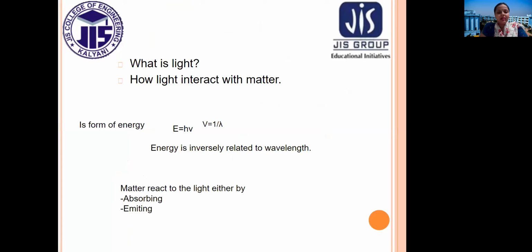Here, energy is inversely related to wavelength. We know E equals h nu, whereas nu equals 1 by lambda, where lambda is the wavelength. So we can say energy is inversely proportional to the wavelength. This is the first thing we need to keep in mind before we go for photometry.